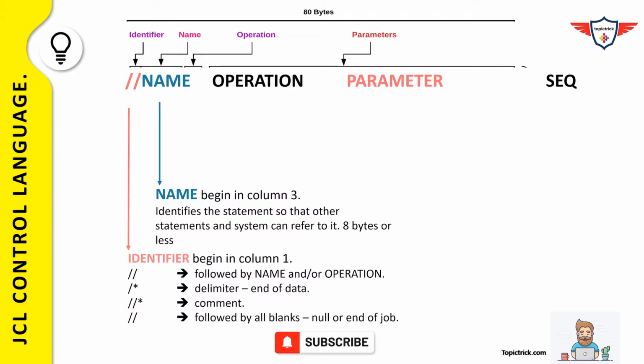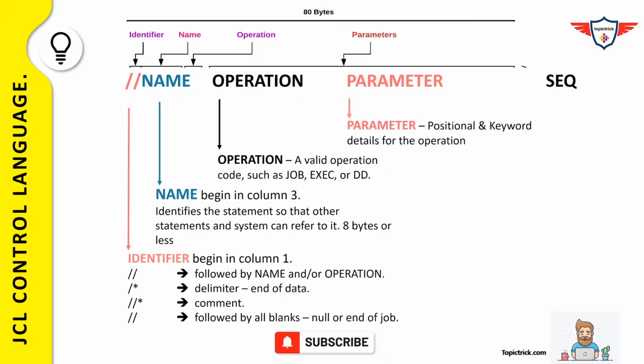The next field is the operation field, and this field is used to specify a valid operation code such as JOB, EXEC and DD, for the job card, execute statement and DD statement. The next field is the parameter field, and it is used to specify the parameters based on the operation field. There are generally 2 kinds of parameters, positional parameters and keyword parameters, and we will look into all these parameters in detail in our next slide.